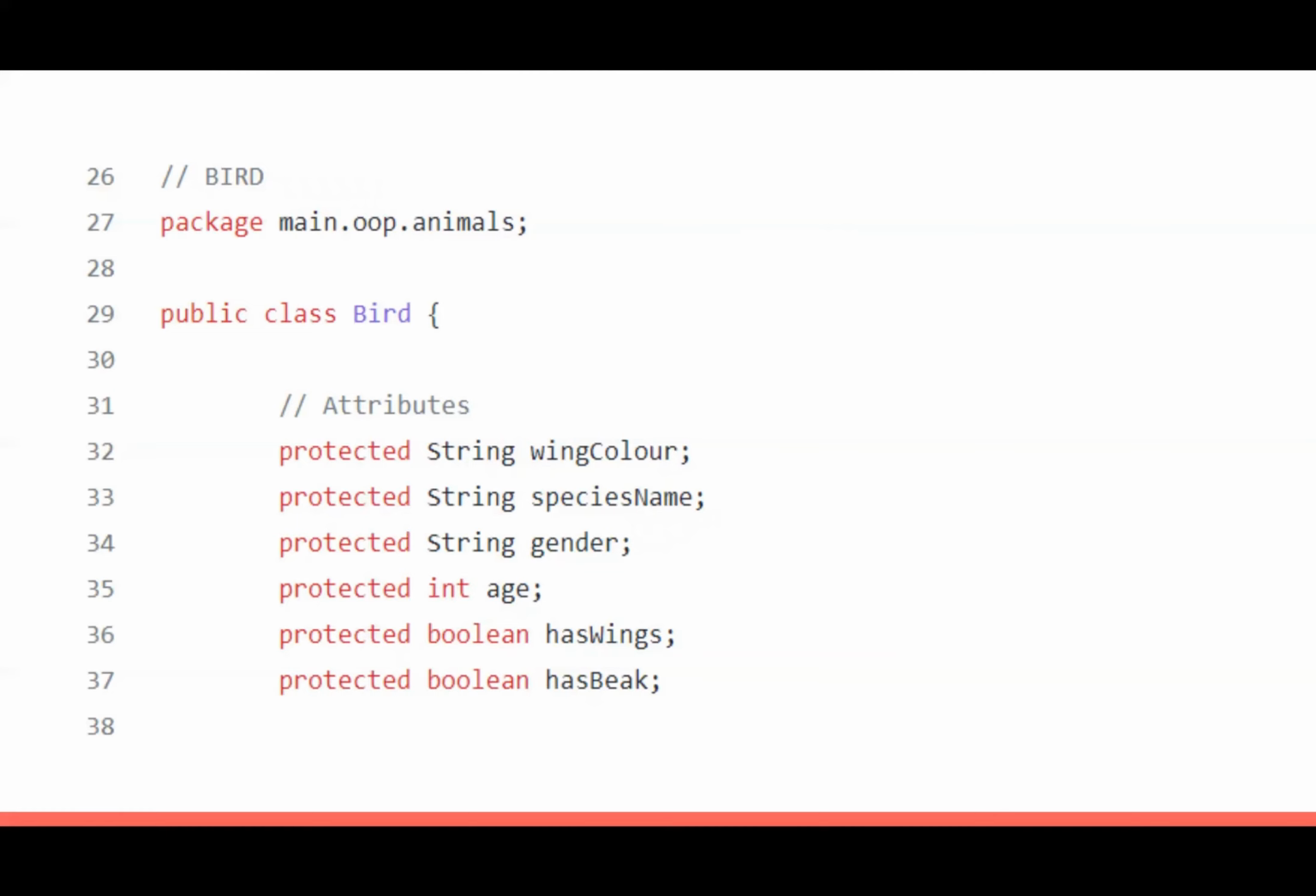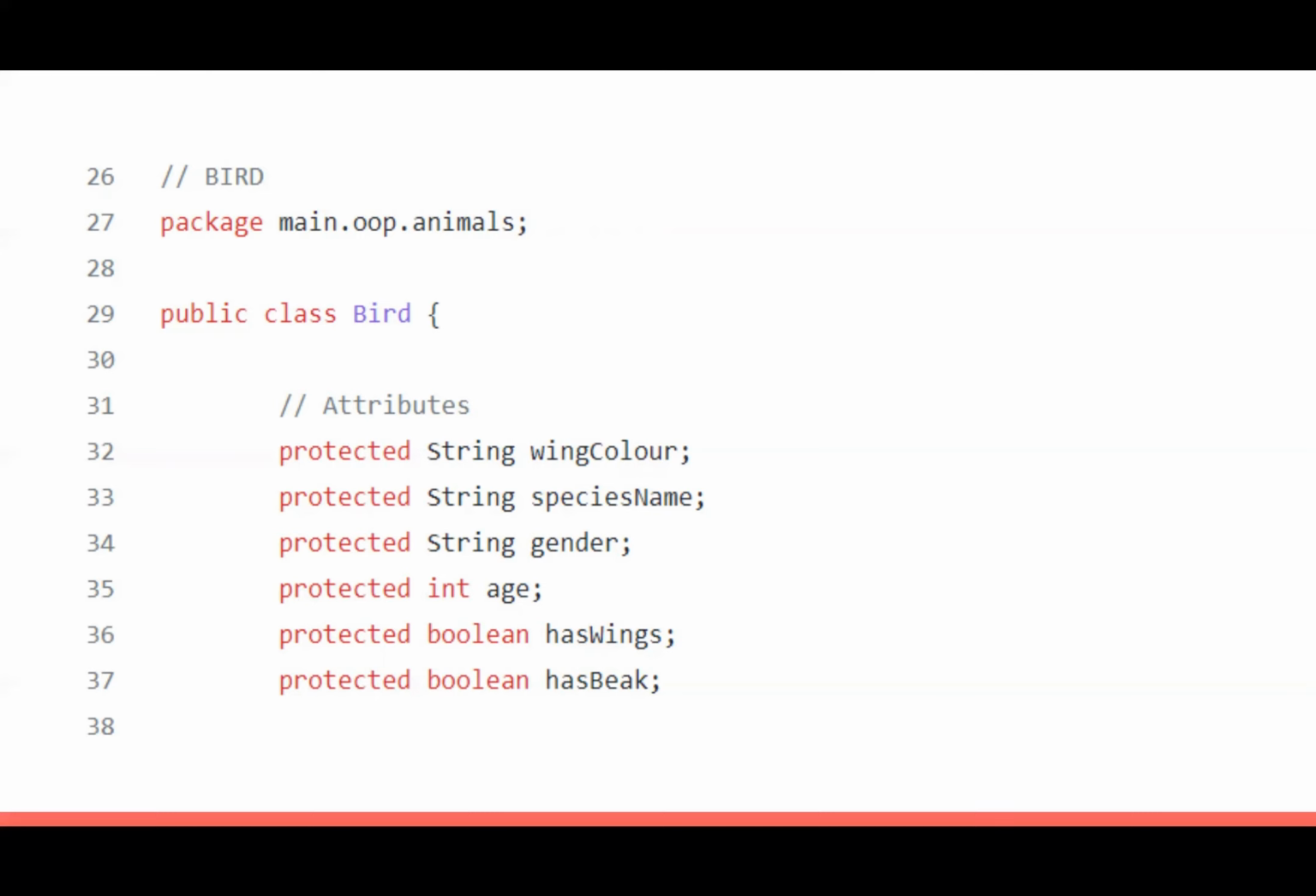The bird class is known as the superclass, base class, or parent class. These terms are interchangeable. The bird class has features which the subclass can inherit from the superclass, which in this case is the duck class. For example, the attributes declared in the given source code are everything that the bird object would have. To be more specific, the wing color, species name, gender, age, wing, and beaks are all attributes that the bird has a relationship with.